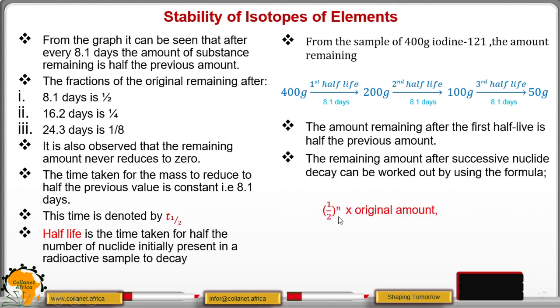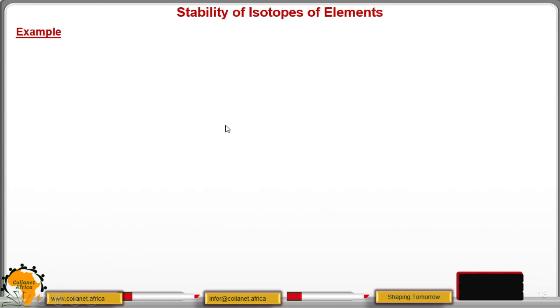We can use the following formula: (1/2)^n times the original amount, where n is the number of half-lives, or the amount of half-lives undergone. And we can look at an example here. What is the remaining amount after 24.3 days?